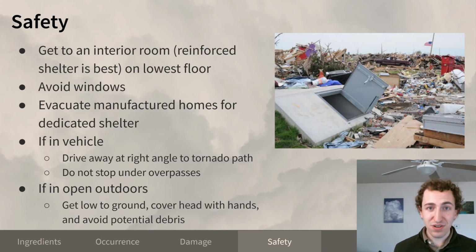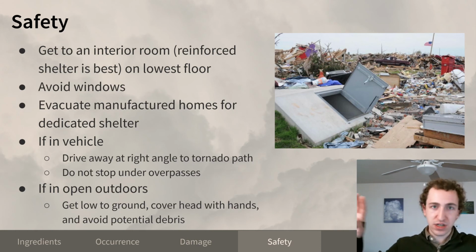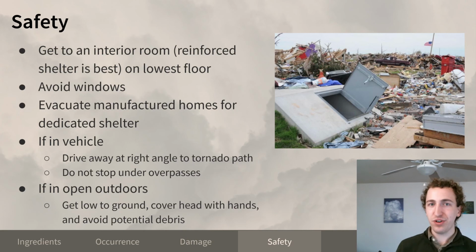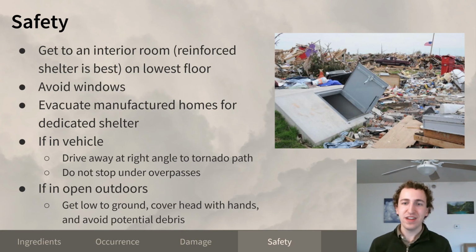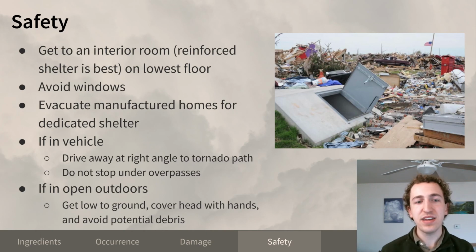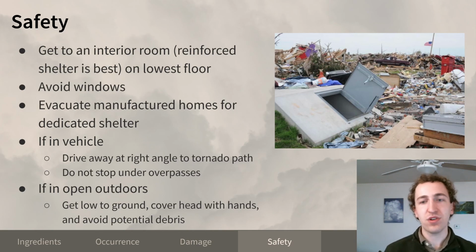Finally, if you're in the open outdoors, it's not a good situation to be in a tornado. But if worse comes to worse and you're stuck in that position, get as low to the ground as you can. Again, avoid your exposure to flying debris. Cover your head with your hands. Protect your most vulnerable areas from debris. And stay somewhere that's sheltered from trees and weak buildings. Again, the key is avoiding things flying in the air that could hurt you.